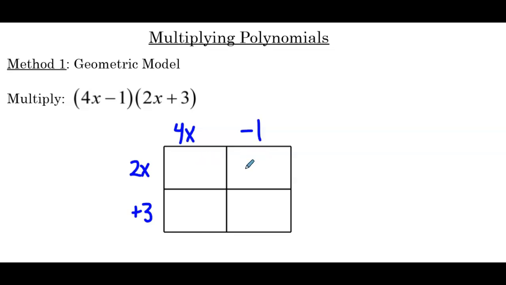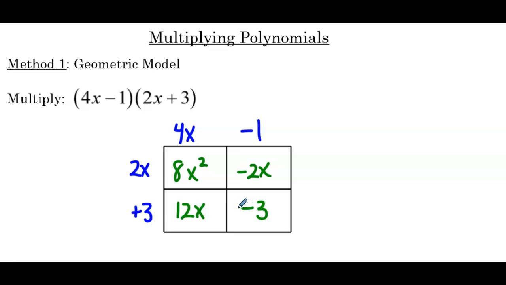Now to figure out the entry inside each part of the box, we're going to multiply the two terms along the edges. For this entry, we're going to multiply 4x times 2x. Multiply the coefficients, we get 8, and then x times x, x squared. Then 2x times negative 1 gives negative 2x. 4x times 3 is 12x. And 3 times negative 1 is negative 3. So there are all of our products.